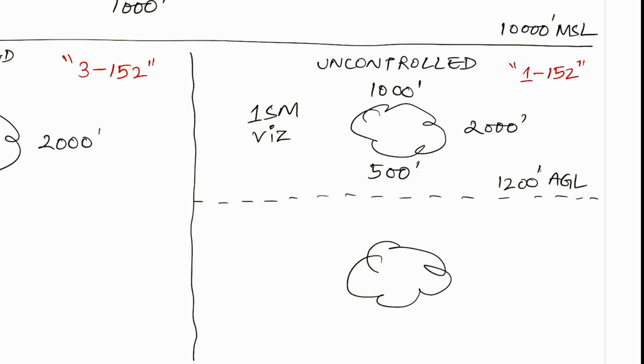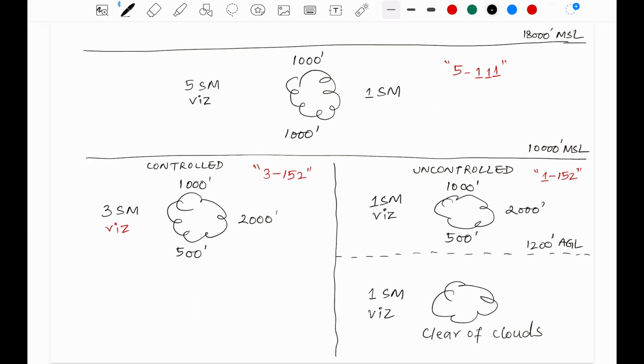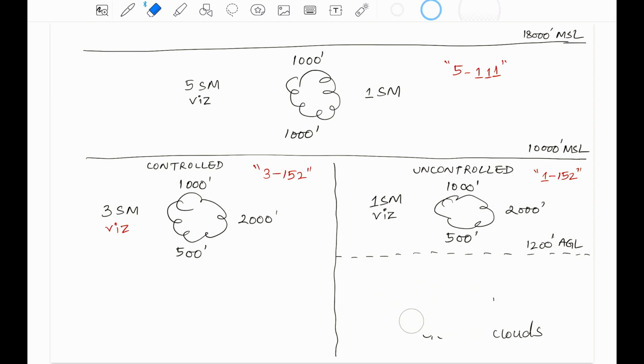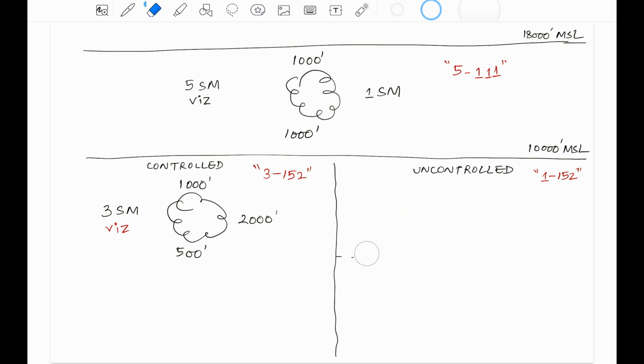Now, below 1,200 feet AGL in uncontrolled airspace, the visibility requirement is 1 statute mile, and the cloud clearance is just clear of clouds. Now, at night time, there is no difference whether you are below 1,200 feet AGL or above 1,200 feet AGL. In fact, there is no difference whether you are in controlled airspace or uncontrolled airspace.